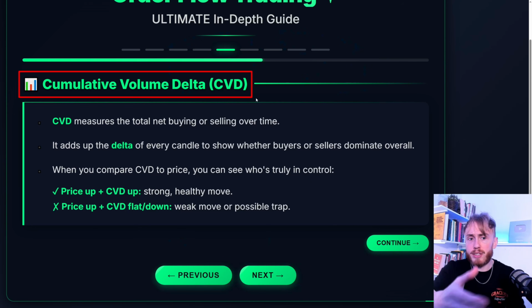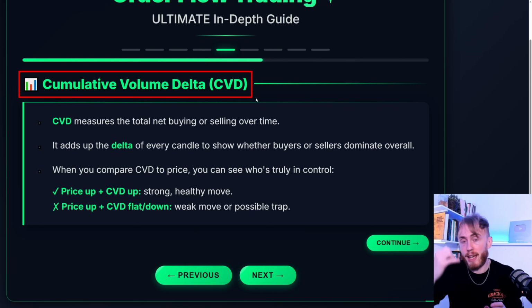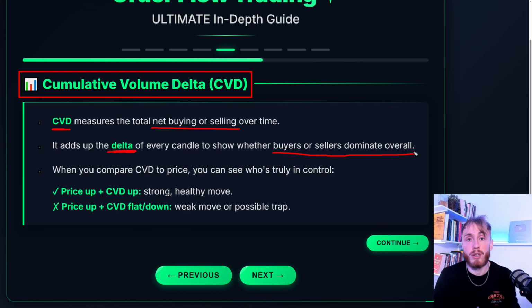And by this point, you already know what volume delta is. It's the difference between the buying volume and selling volume. But in the name, you can hear cumulative. That is basically that we add up the volume delta, or the volume difference, over time. So you can pretty much hear in the name that the CVD measures the total net buying or selling over time. It basically adds up the volume delta of every candle to show if aggressive buyers or aggressive sellers are in control of the market.